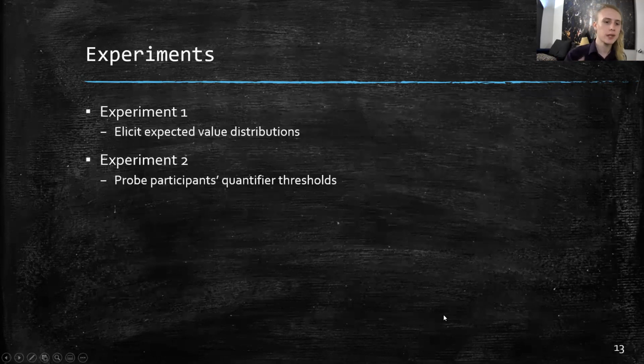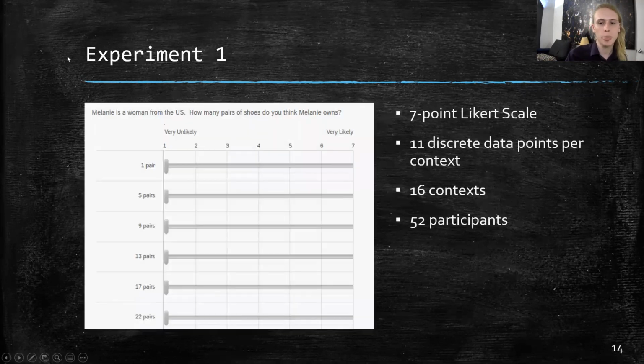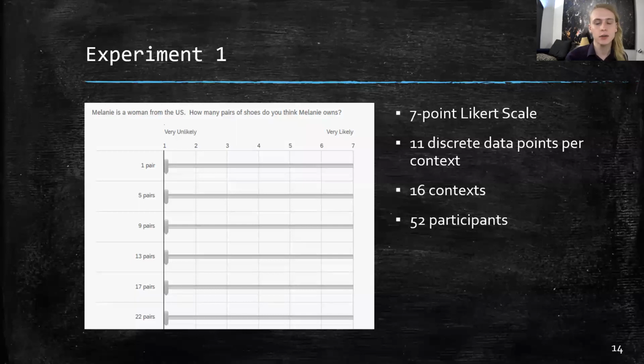So we run 2 experiments, the first of which elicits expected value distributions, the second of which more directly probes participants' quantifier thresholds. For experiment 1, participants saw a stimulus like you see here, and they're asked to provide intuitions for their expectations of Melanie owning 5 pairs, 9 pairs, 13 pairs, 17 pairs of shoes, etc. And they're giving these expectations on a likelihood scale of a 7-point Likert scale.